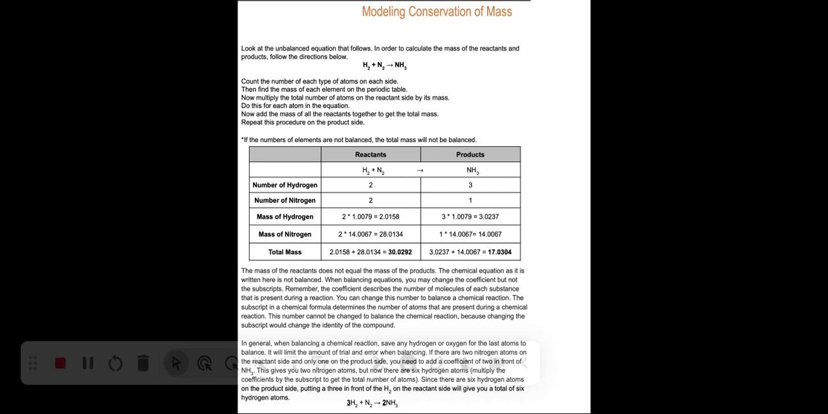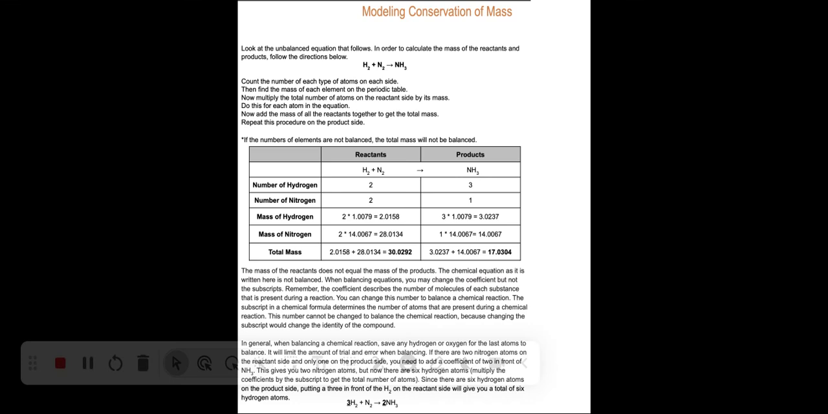Look at the unbalanced equation that follows. In order to calculate the mass of the reactants and the products, follow the directions below. So we have H2 plus N2 yields NH3. Count the number of each type of atoms on each side. Then find the mass of each element on the periodic table.